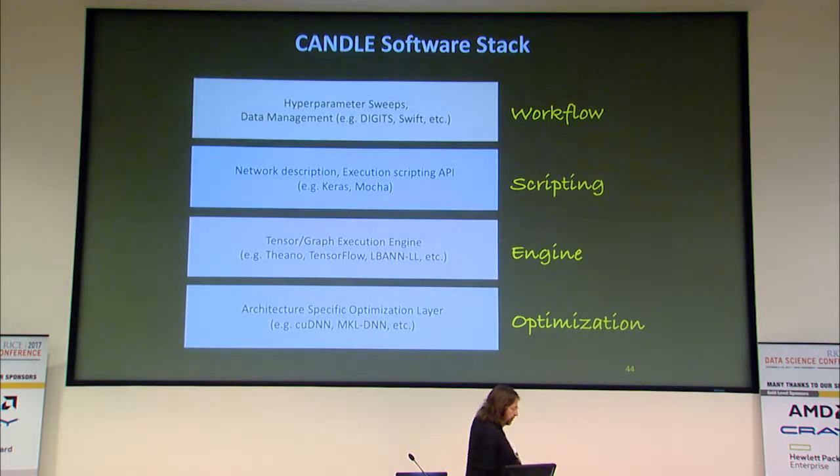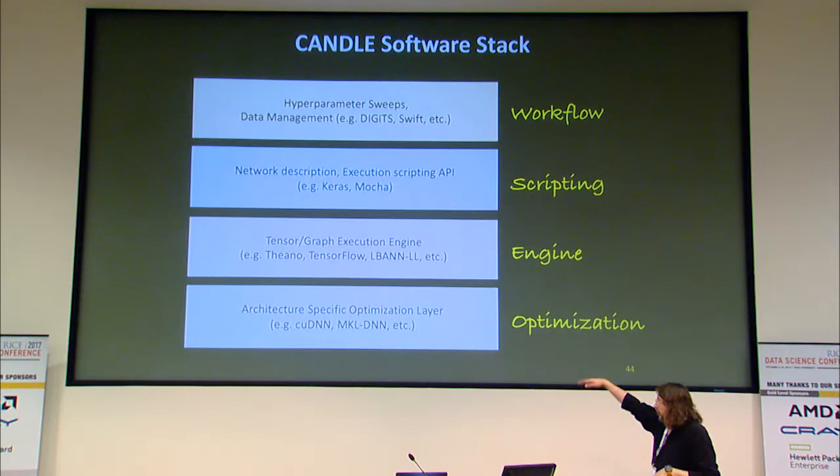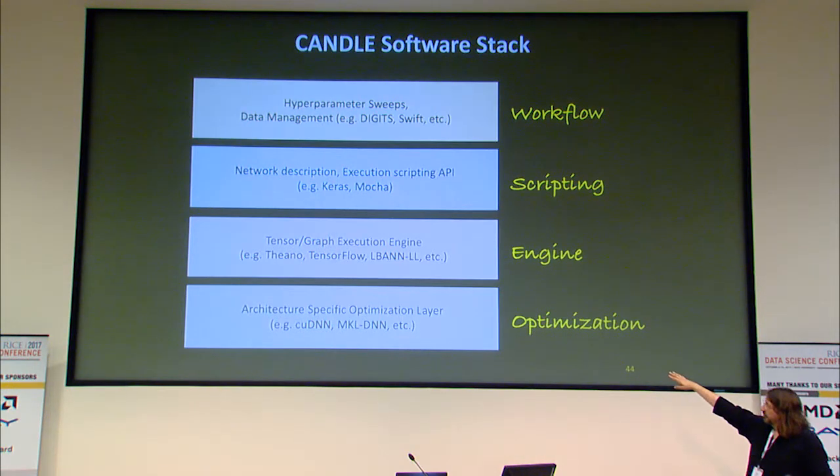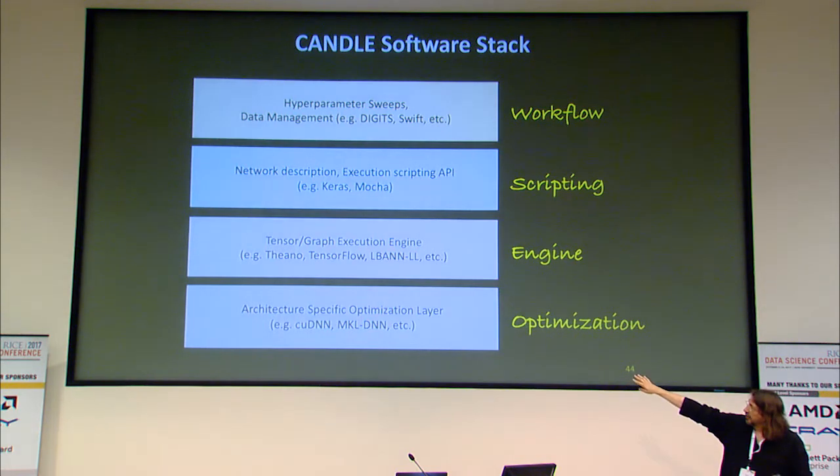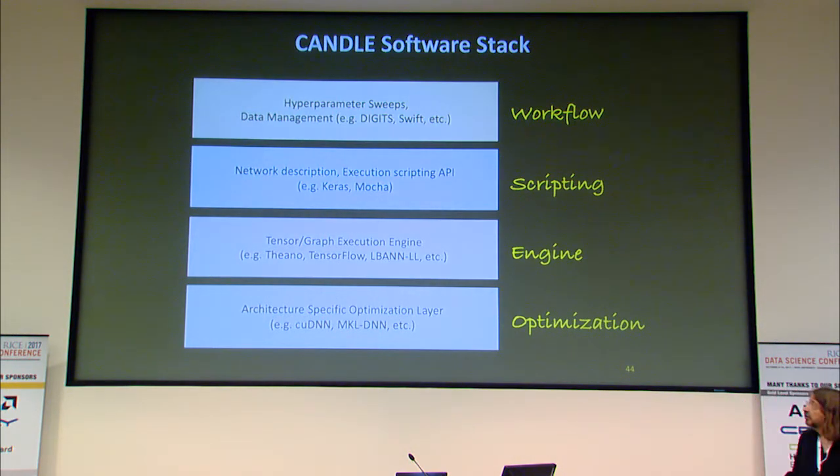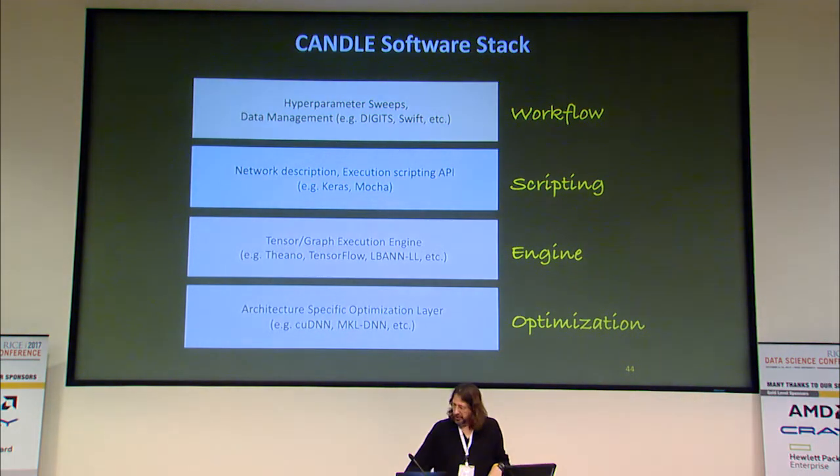At a very high level, the CANDLE software stack has 4 layers. So it has a very low-level layer that talks to the hardware. This is typically done by the vendors tweaking things. Sometimes we can improve that. There's the tensor graph engine that we're building on top of the big open source frameworks, then a scripting layer, and then a data management and hyperparameter search layer.